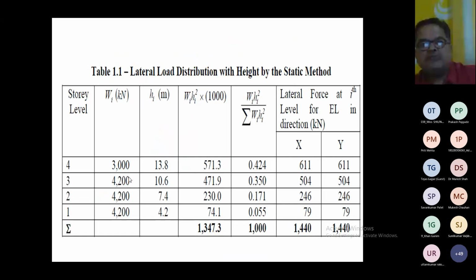And now we are distributing it. This is Wi, this is hi. So we distribute as Wi hi square upon sigma Wi hi square. We know the weight of each floor, and we know the height. So it is a very simple calculation, and we can calculate the total load which is acting. Base shear is 1440.